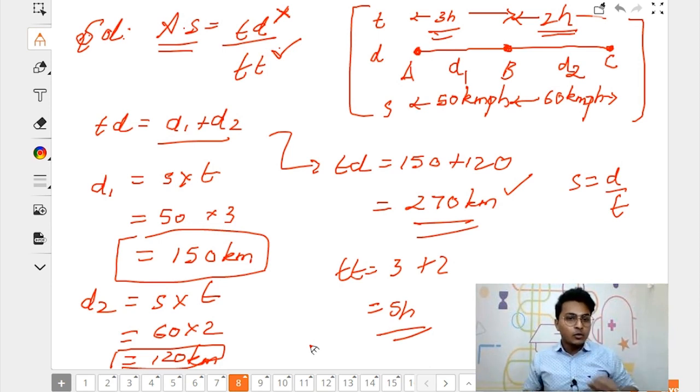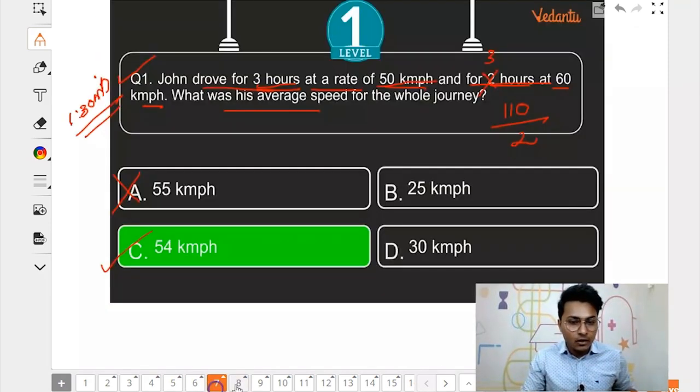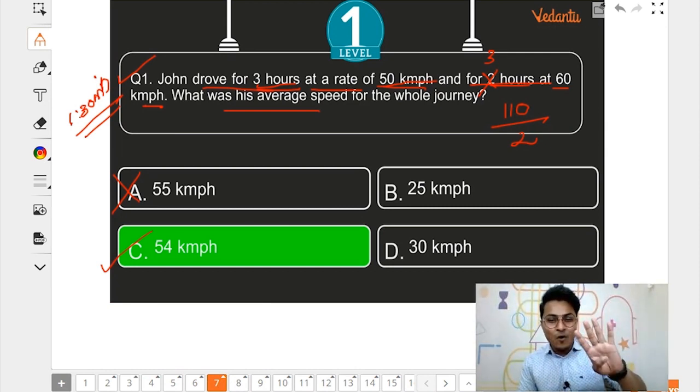Great job. Just 15 more seconds left. Go for it. 10 more seconds left, guys. Come on. Option A, B, C or D. Great job. 5 more seconds. And your time ends in 5, 4, 3, 2, 1.